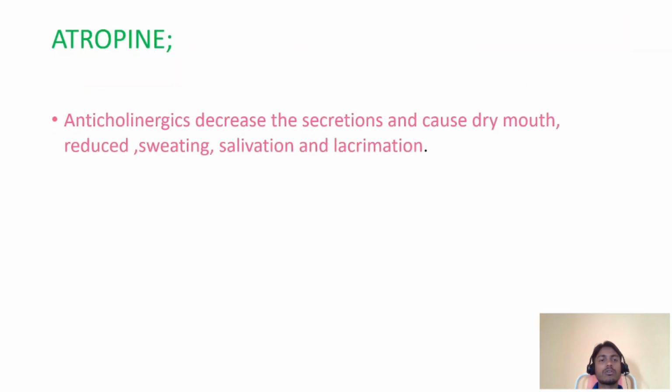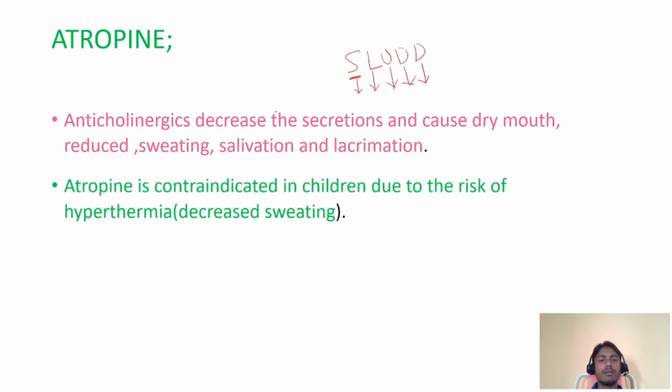Next, atropine. We already know anticholinergic drugs decrease all secretions: salivation, lacrimation, urination also get reduced, defecation also reduced, digestion also reduced. Atropine is contraindicated in children due to the risk of hyperthermia, that is decreased sweating. It reduces the secretions, and even reduces sweating.